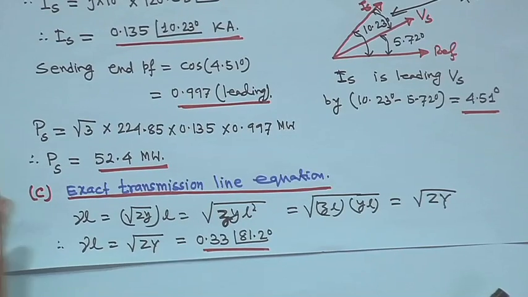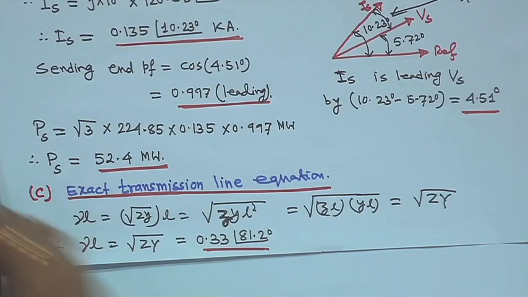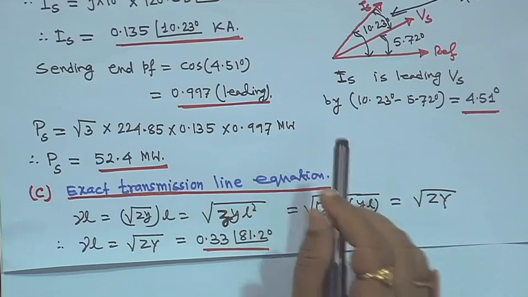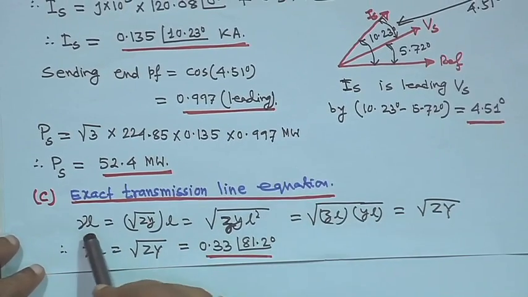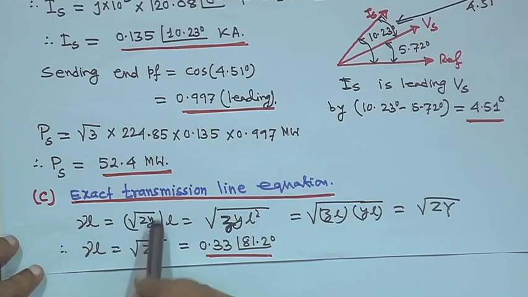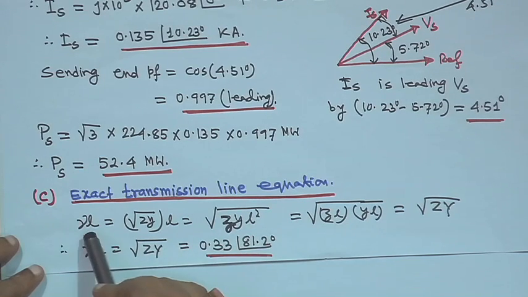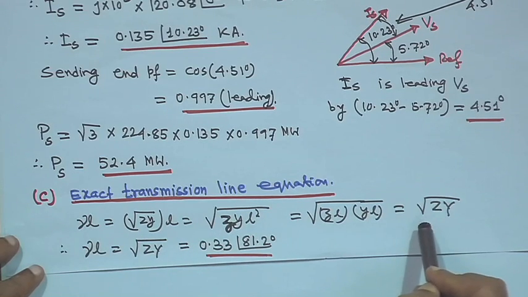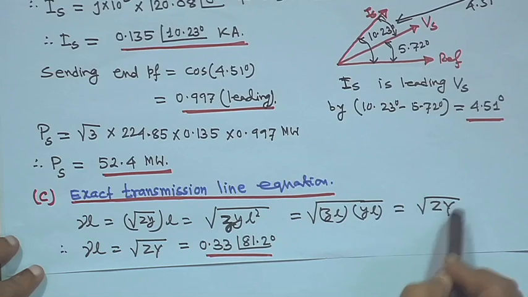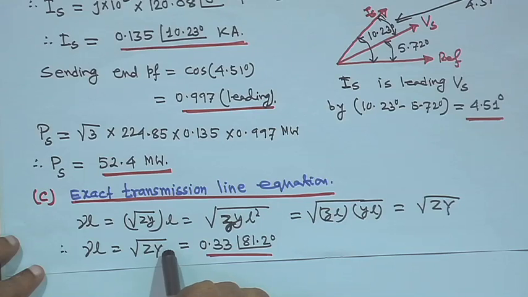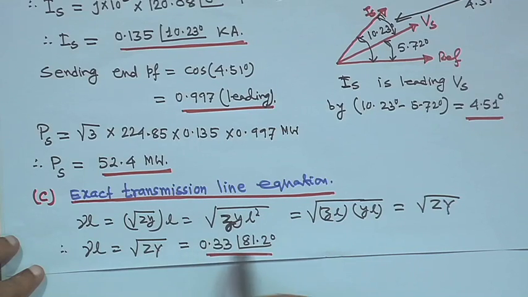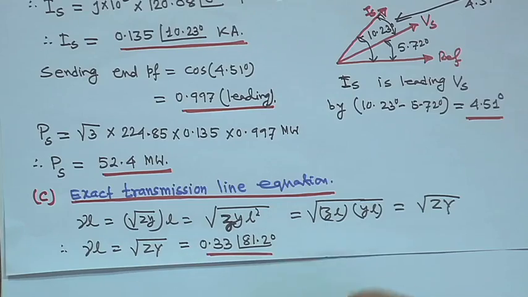Then the last one is the exact transmission line equation, that is the tan hyperbolic, cosine, sine, tan, everything. First you find out gamma L is equal to root over z y L. We have seen in the previous example that gamma L is root over capital Z capital Y. You substitute all the capital Z and capital Y values because all are known to you, you will get 0.33 angle 81.2 degree.